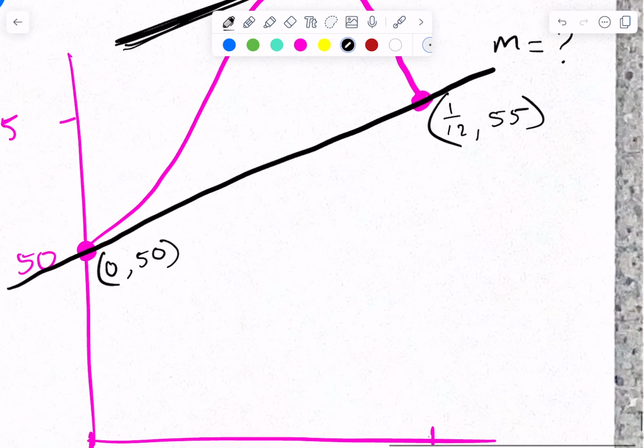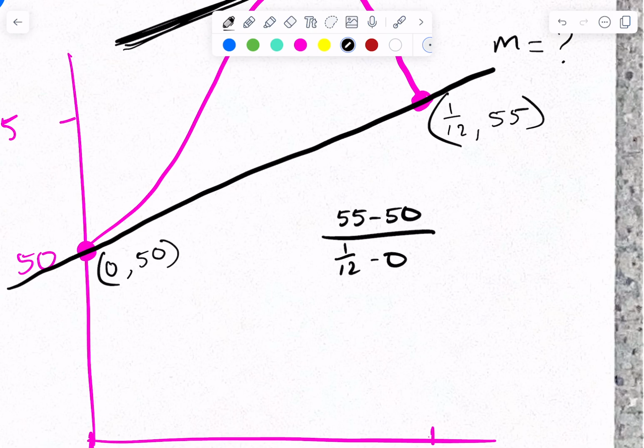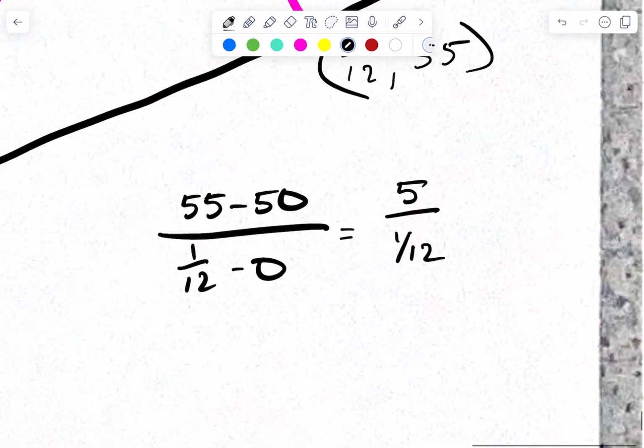So I need to find my slope. y2 minus y1: I'm going to go 55 minus 50 over 1/12 minus 0. Okay, 55 minus 50 is 5 over 1/12, and if I want to flip it, I'm going to multiply it up above by 12. Is that 60? Why would the slope be 60? Oh yeah, because your average is 5, duh. Because our average is that.